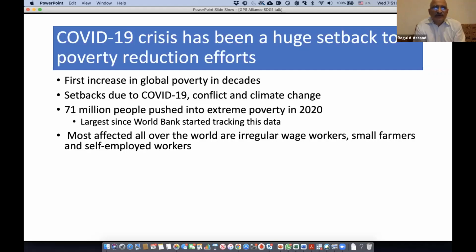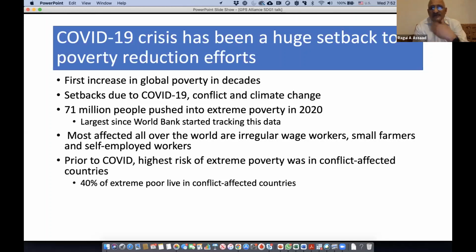I don't like to call them entrepreneurs. Most of them are not really entrepreneurs. They are in survival, self-employment work, and many of those have been affected. We've seen study after study of the effects of COVID-19 showing that these groups, who are the most vulnerable to poverty to start with, were most affected by the closures and the economic slowdown during COVID-19. And that exacerbates the inequalities and the poverty.